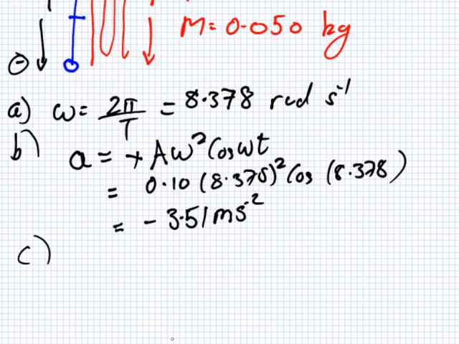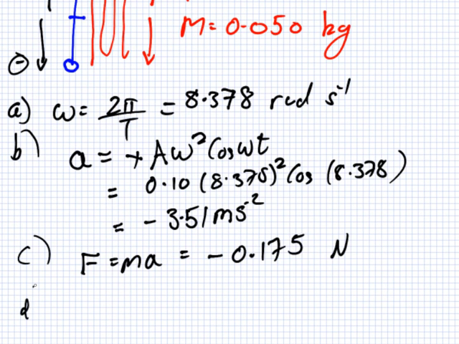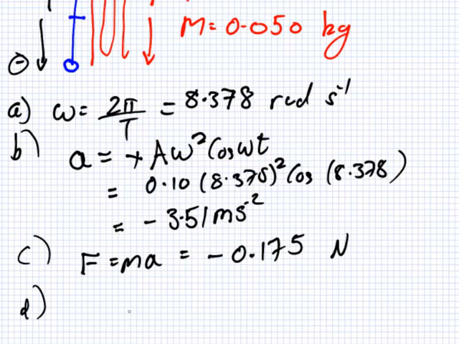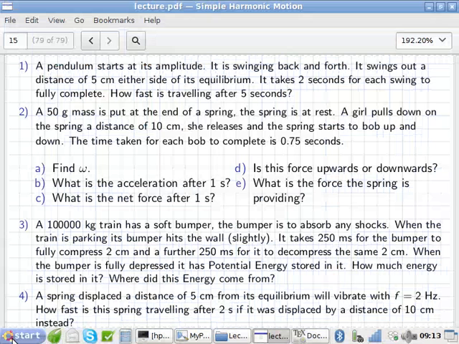The C is, what is the force? Well, that's just Newton's law. F equals ma. And I know the m, and I know the a. So, just put the two together, and you get minus 0.175 newtons. D, is this force upwards or downwards? Well, clearly it's downwards, because it's minus. It's pulling it downwards.